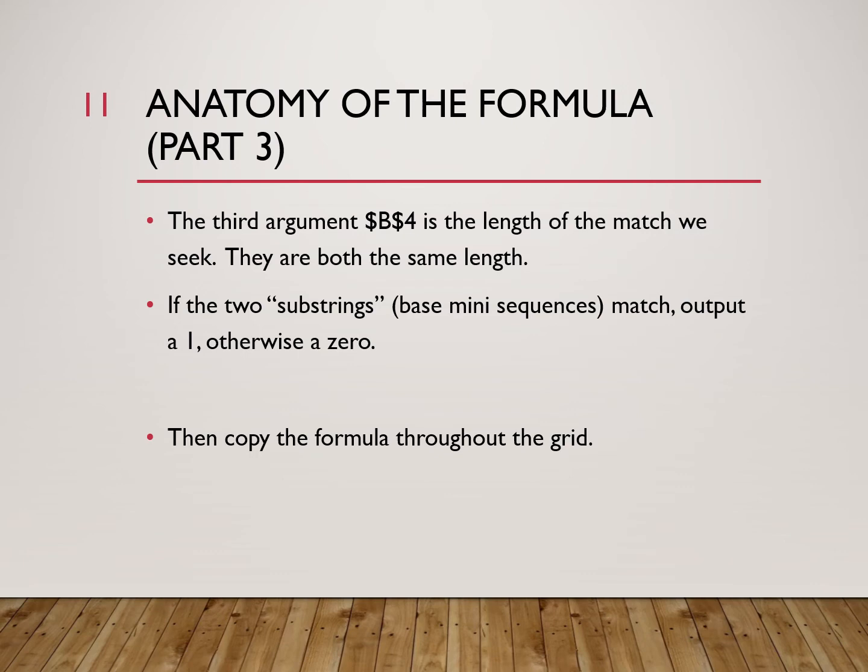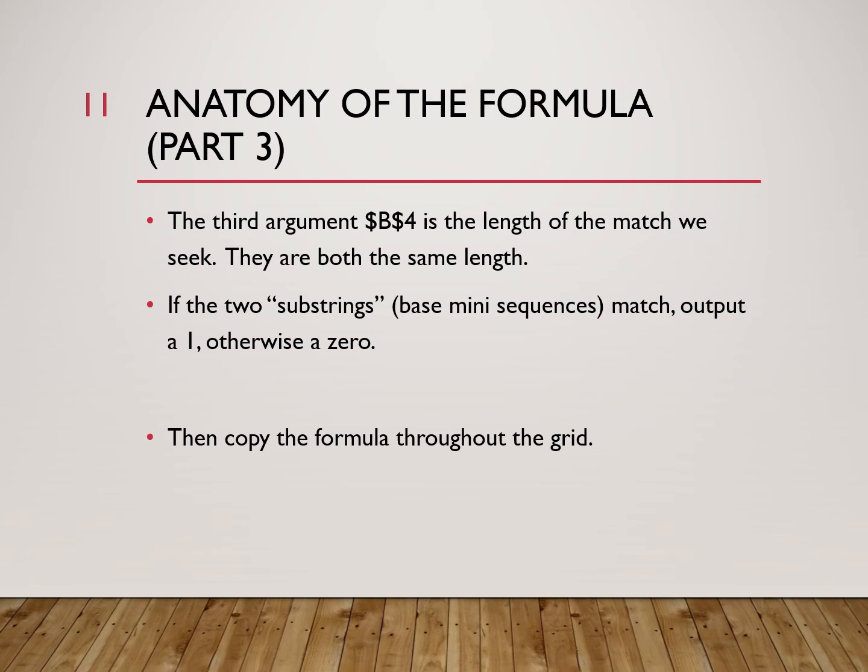Both MID functions have a third argument of $B$4, so they are asking for the length to be the same. This is the cell in which we entered the length of the match we're interested in, and when it gets copied, it changes neither letter nor number, so the length argument in the two MID functions will always be the same. They will always refer back to cell B4.